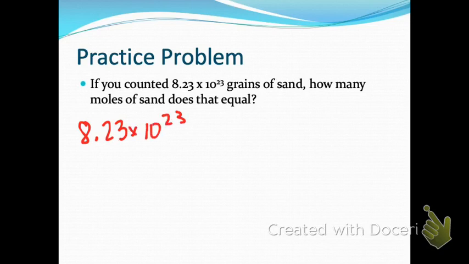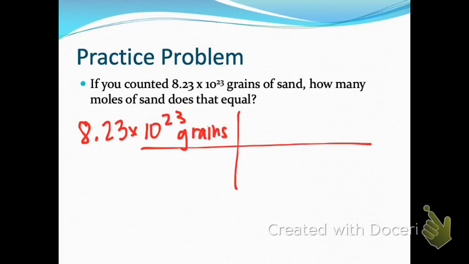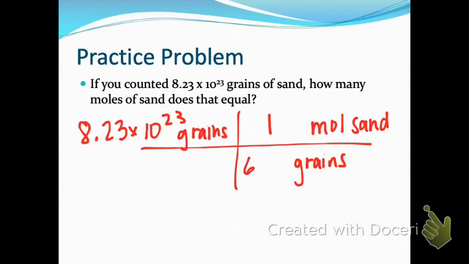Nope. With grains of sand. Okay, grains, whatever. What do I want to get rid of? I want to get rid of sand, right? Grains of sand. And I want to go to moles. Moles of sand. What does moles always get? Moles always gets the 1. How many grains of sand are in 1 mole of sand? 6.022 times 10 to the 23rd.